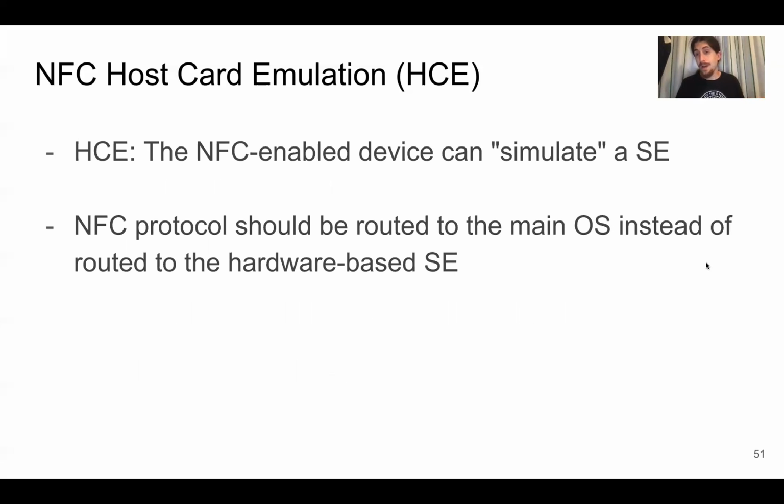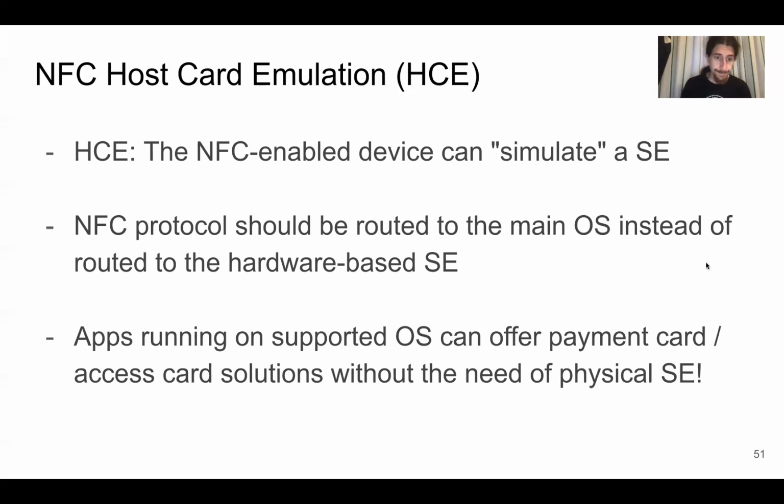So for example, if the question is, can I get your contact information, instead of taking this request and submitting it to the secure element, it will be rerouted to the operating system. The operating system now can check, is there any app that has contact information? If yes, then you get a reply. So with this host card emulation mechanism, apps running on a supported operating system can offer payment card and access card solutions without the need of a physical secure element.